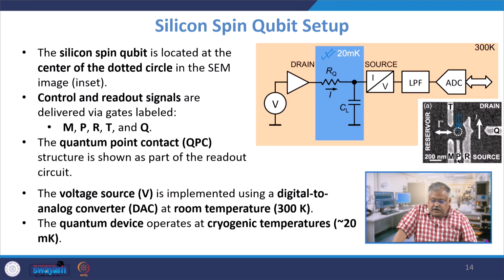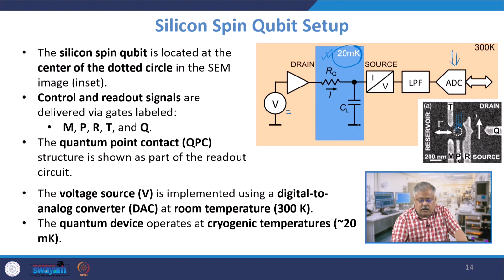The control and readout circuitry are via M, P, R, T and Q gates. The quantum point contact is shown as a part of the readout circuitry, right. The voltage source is implemented and you apply a DAC here, right. Digital to analog converter will be there, the quantum device, and this operates at around 20 millikelvin.